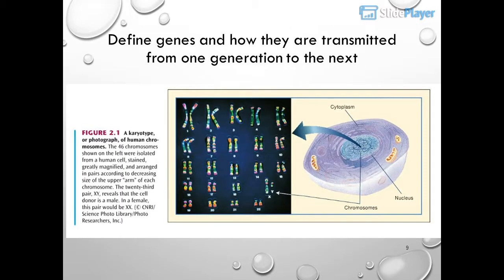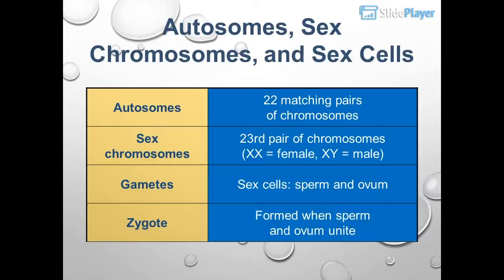Define genes and how they are transmitted from one generation to the next. Autosomes, sex chromosomes, and sex cells. There are 22 matching pairs of chromosomes. Sex chromosomes are the 23rd pair of chromosomes. XX equals female, XY equals male. Gametes: sex cells, sperm and ovum. Zygote: formed when sperm and ovum unite.